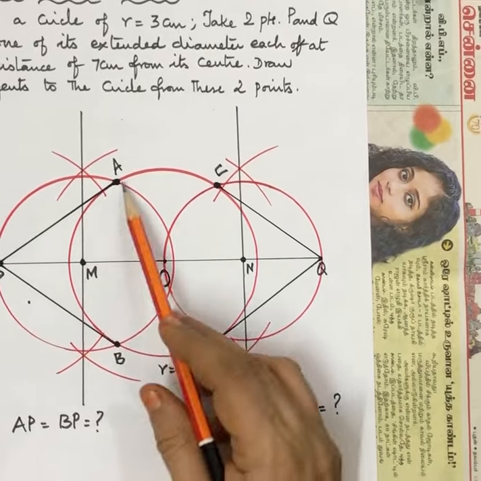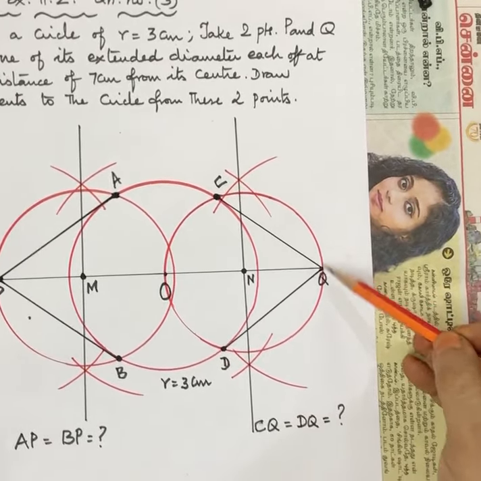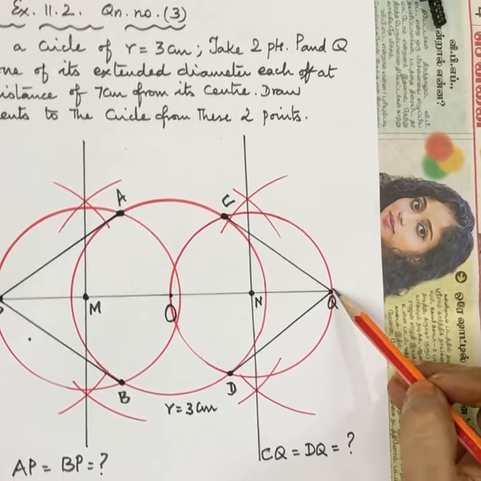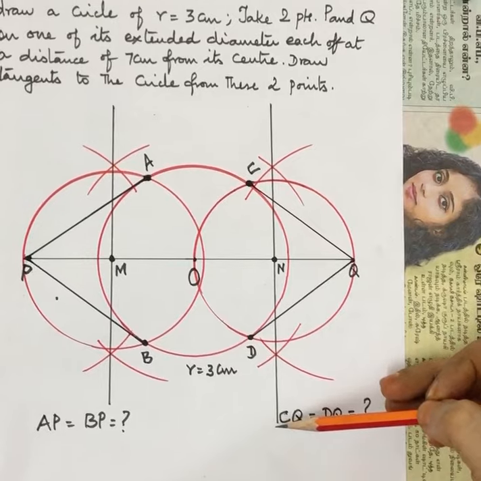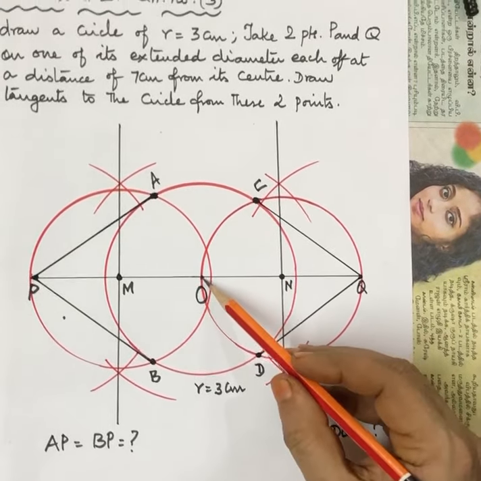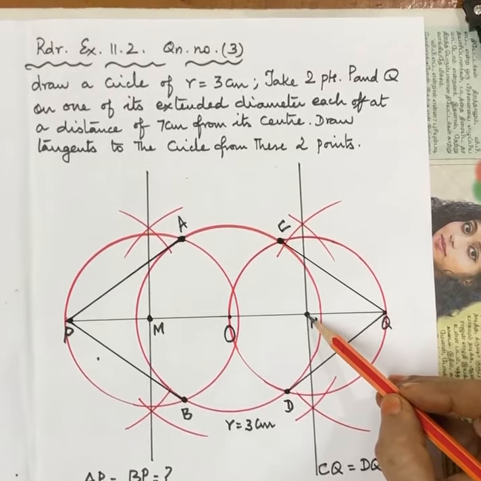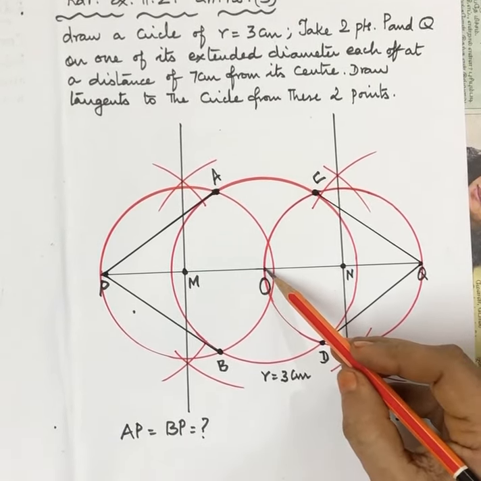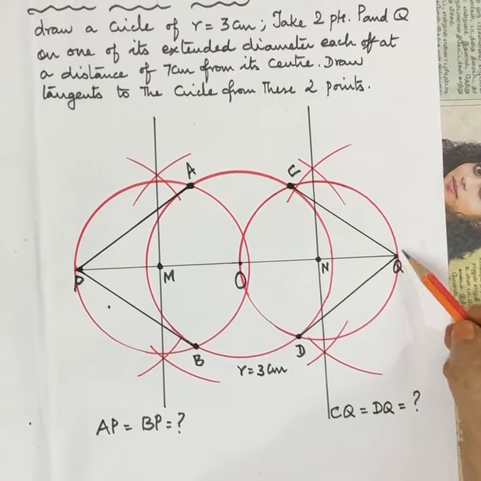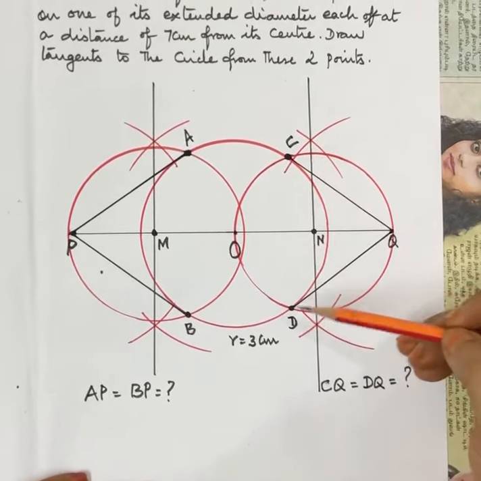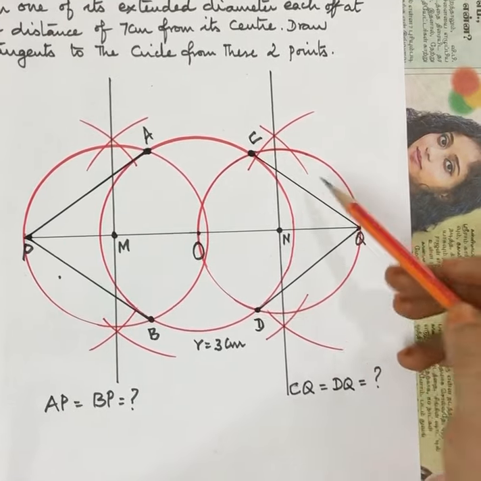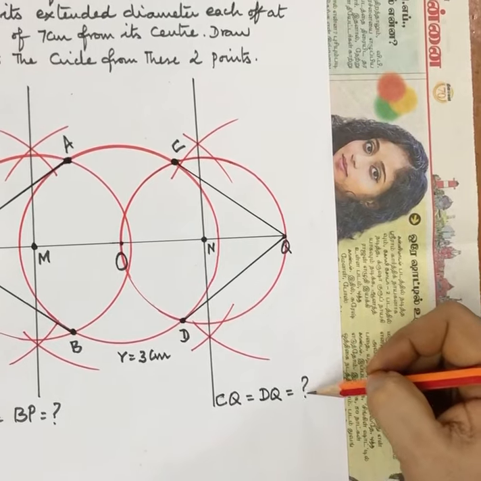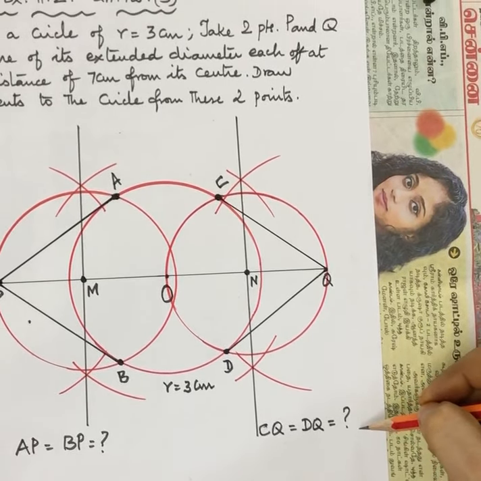From P draw 2 tangents, from Q draw 2 tangents. Now how to make tangents? For this line segment, perpendicular bisector. Perpendicular bisector meeting OQ at N. Keep N as center. Draw a circle. This circle passes through O and Q. Intersect the previous circle at 2 places C and D. Join CQ, DQ. Measure and check whether both measure same.